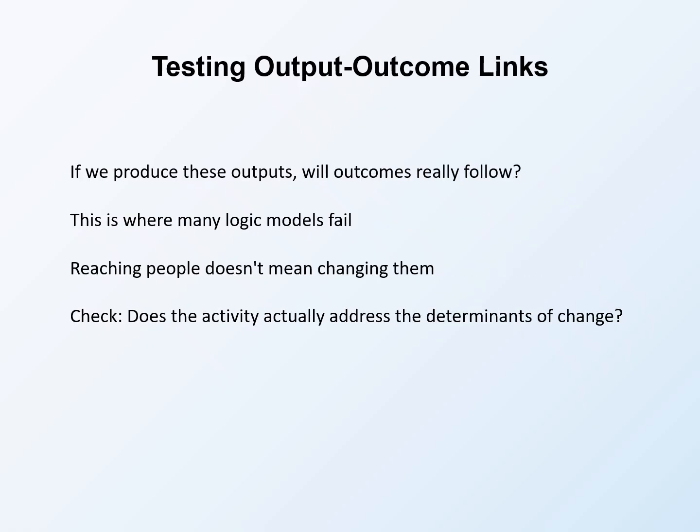Now the critical test, output-outcome links. If we produce these outputs, will outcomes really follow? This is where many logic models fail. Reaching people with information doesn't mean they learned it. Attending a program doesn't mean attitudes changed. Receiving a service doesn't mean behavior is different. The question is whether your activities actually address the determinants of change.